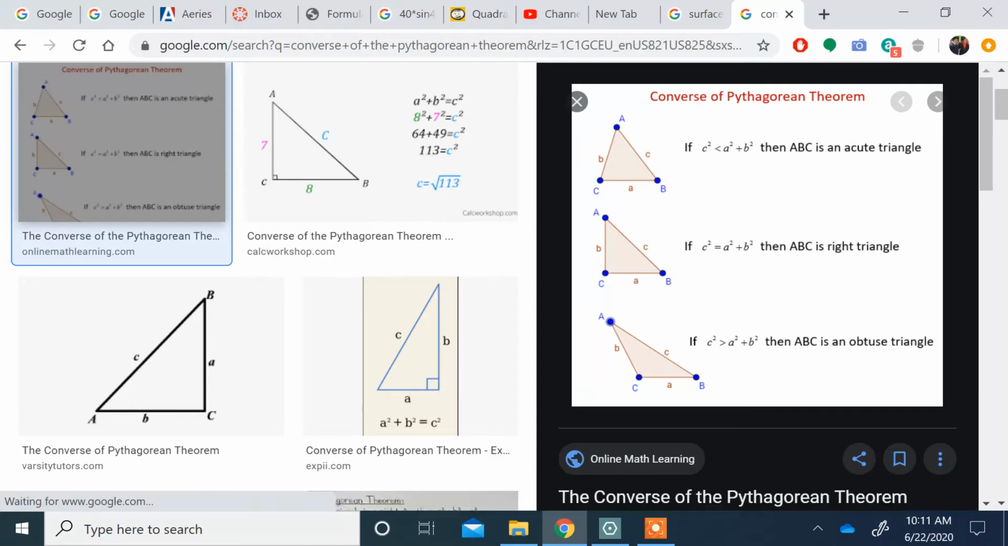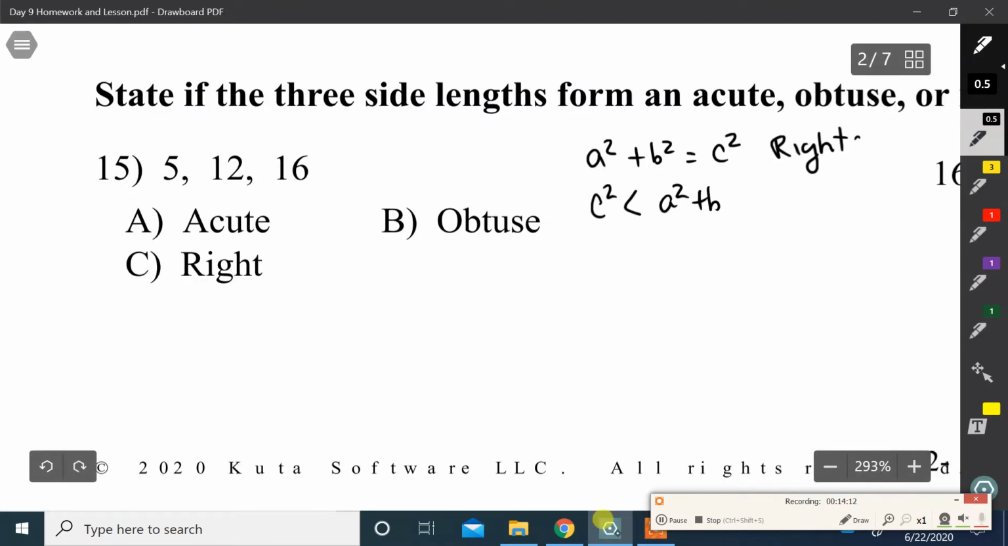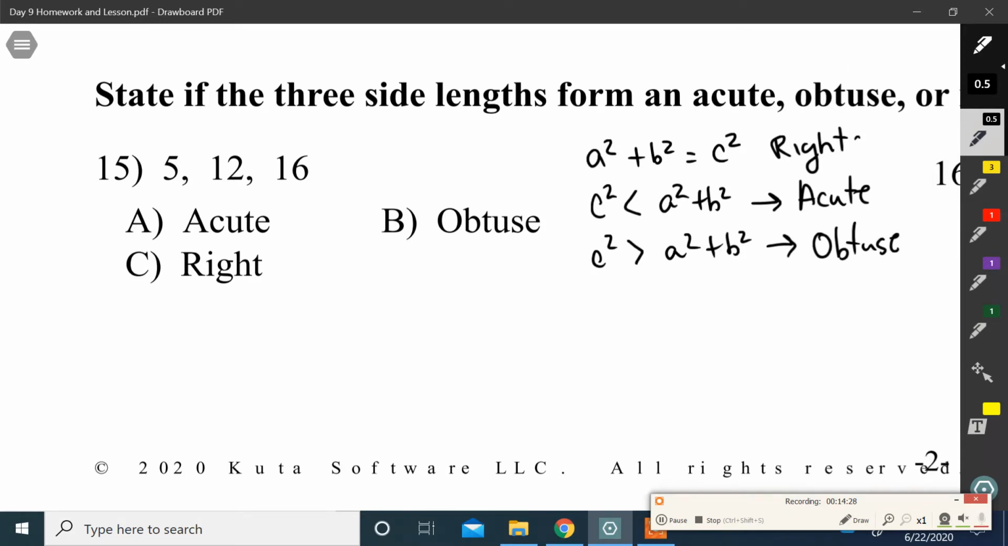Okay, if c squared is less than a squared plus b squared, then we have an acute triangle. And then the other way around, then we have an obtuse triangle. Okay, this is what we call the converse of the Pythagorean theorem.